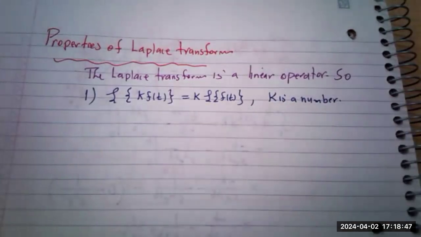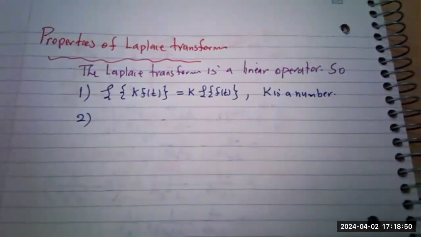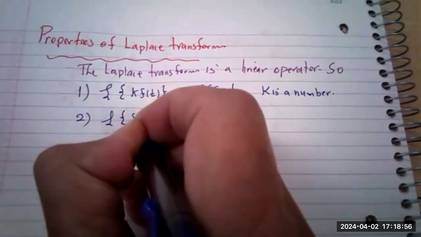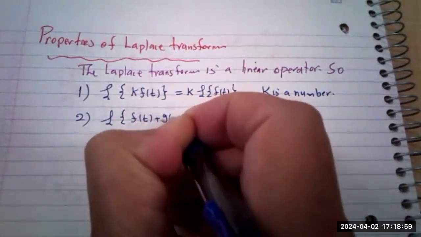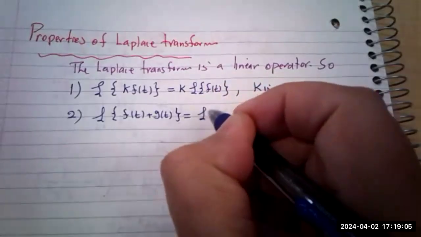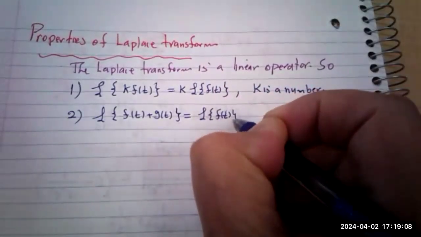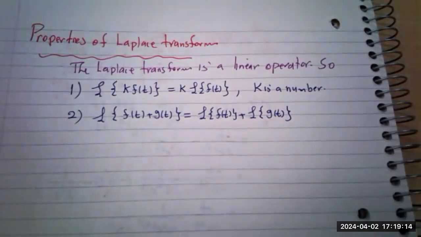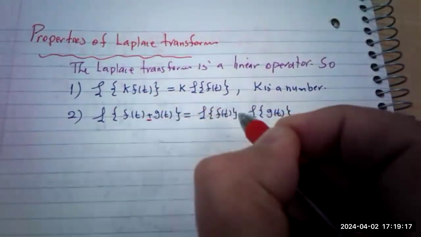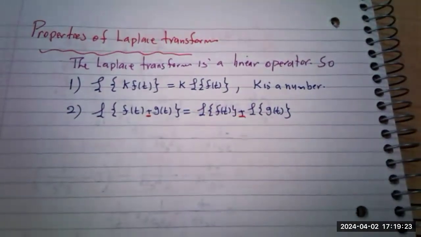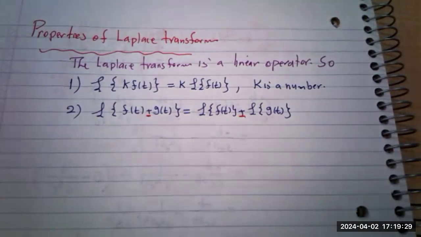The second property: it's additive. Addition goes to addition. So the Laplace of f of t plus g of t is going to be Laplace of f of t plus Laplace of g of t. If you use the first one, you conclude that the subtraction is going to be the same. That will help us quite a lot to be able to find the Laplace transform of more functions.